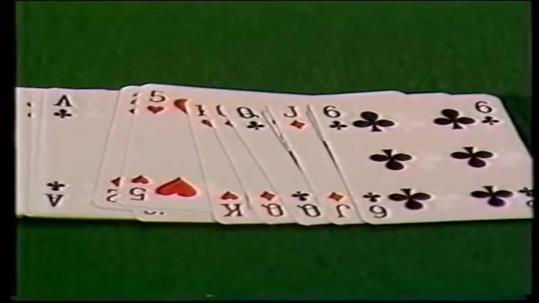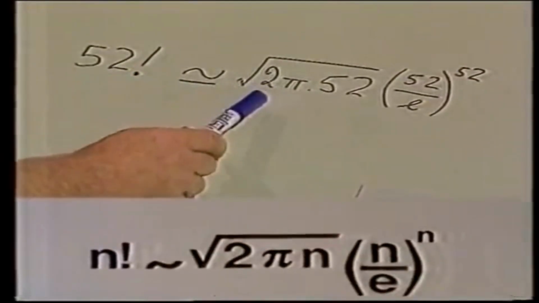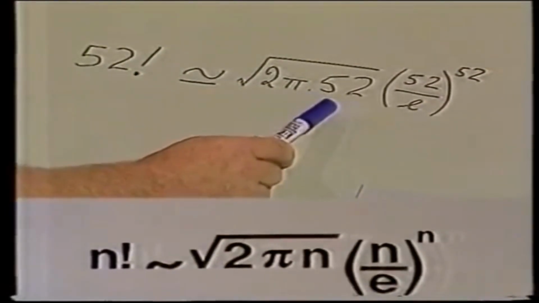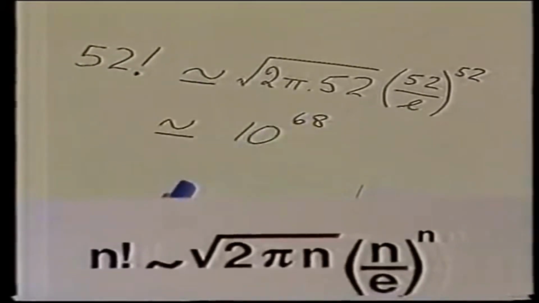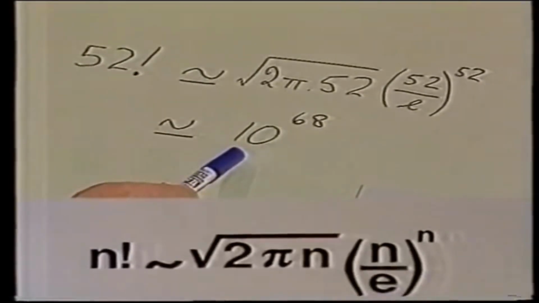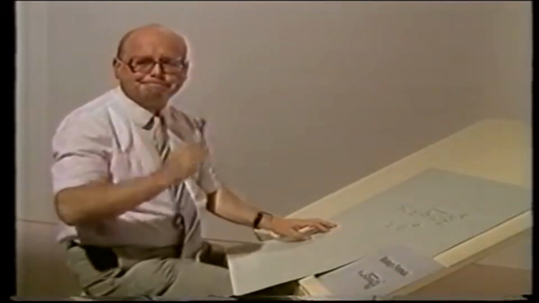If I put 52 in place of n in Stirling's formula, I get that factorial 52 is about root 2 pi times 52 times 52 over e to the power 52. And that's about 10 to the power 68. So the probability of getting the cards in order is pretty small.